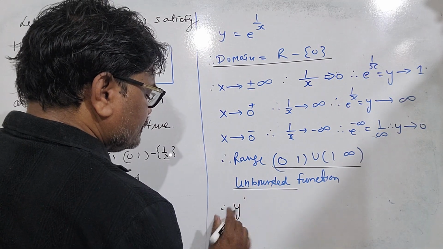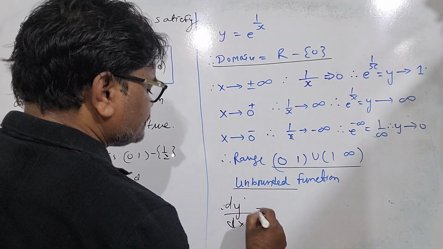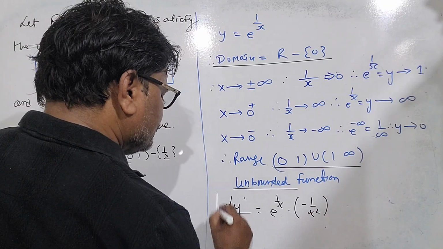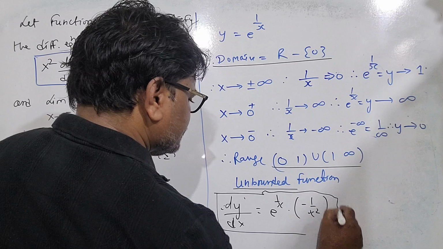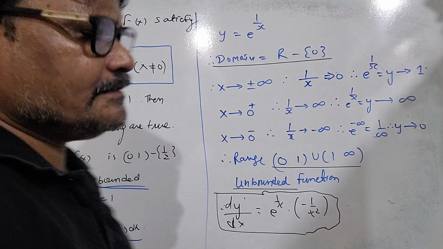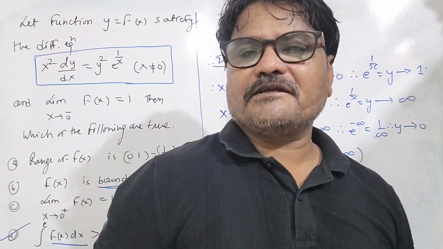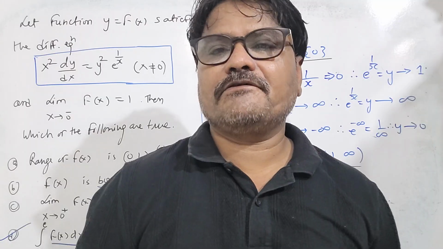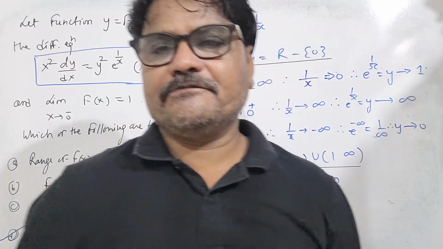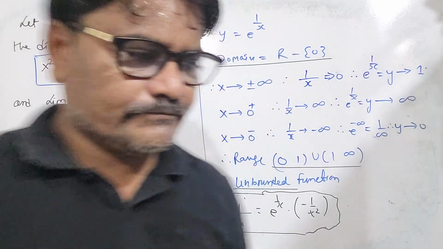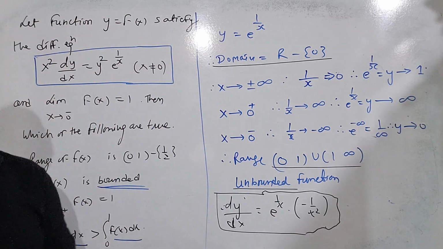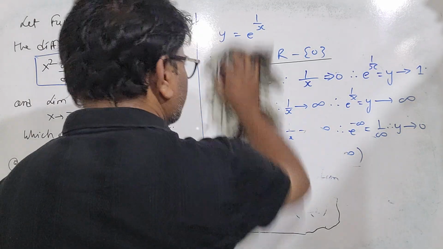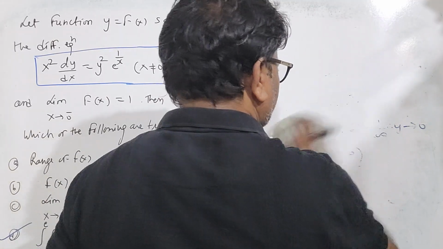When I put dy by dx, I can differentiate this. This is e to the power 1 upon x into minus 1 upon x square. So this is the f dash x. This f dash x is required to draw the graph of e to the power 1 upon x. If you want to find the graph of this function y is equal to e to the power 1 upon x, then you need the derivative, first order and even second order. Correct? Fine. So we understand this e to the power 1 upon x concept over here. Then you can solve these questions.